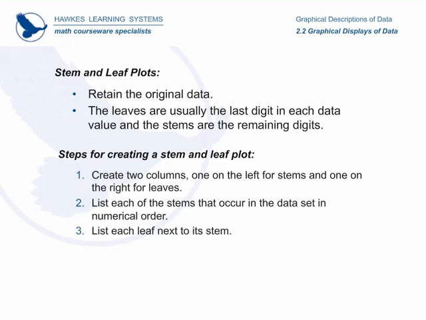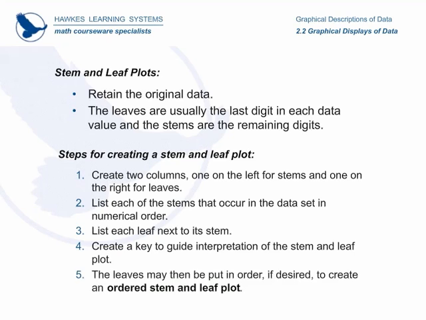Next, we list each leaf next to its stem. Next, we create a key to guide interpretation of the stem and leaf plot. And number 5, the leaves may then be put in order, if desired, to create an ordered stem and leaf plot.